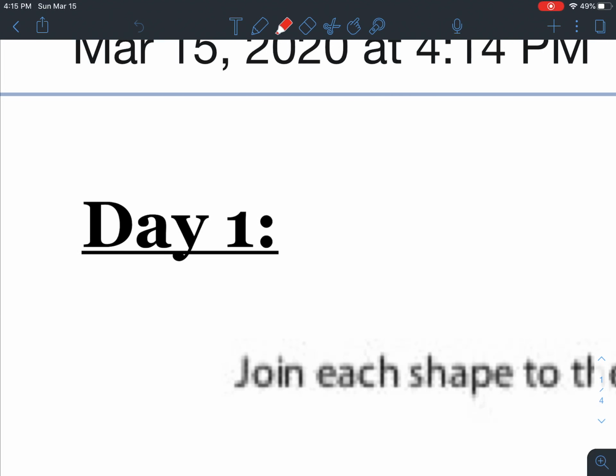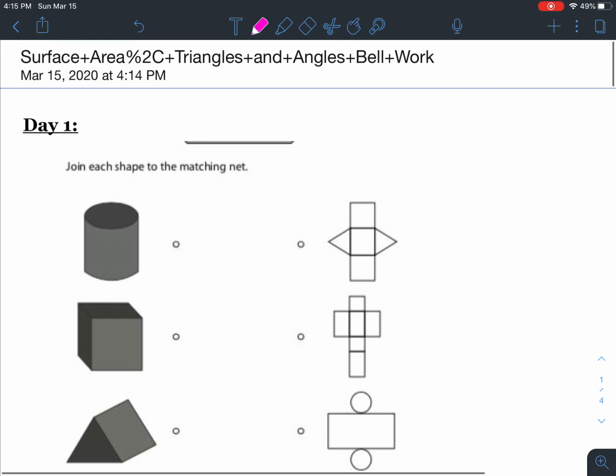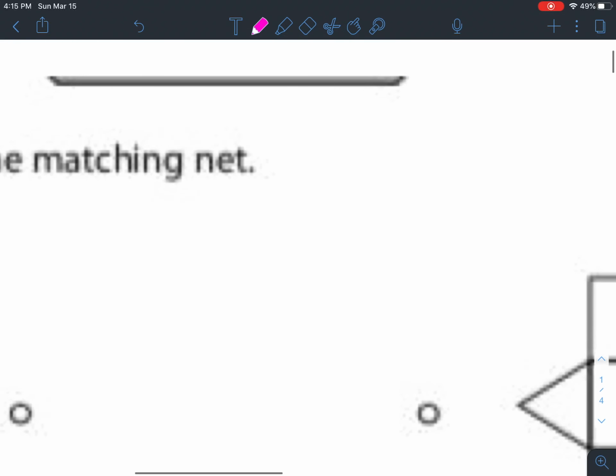All right, guys. If you have not downloaded Bellwork, go ahead and hit pause and go and download that from Notability. And let's start with day 1. Join each shape to the matching net.